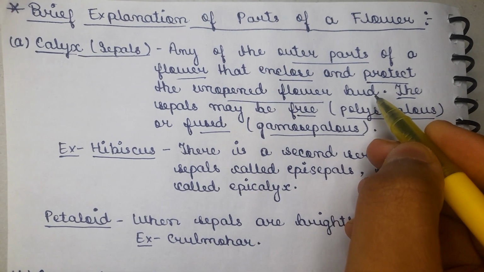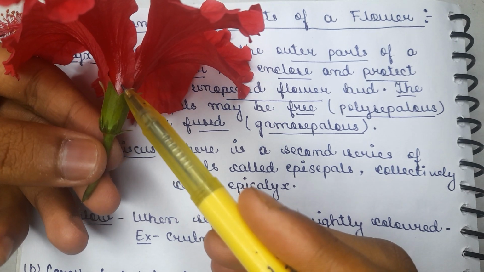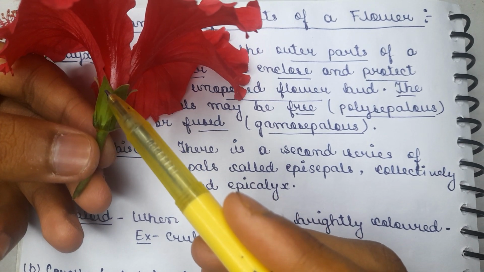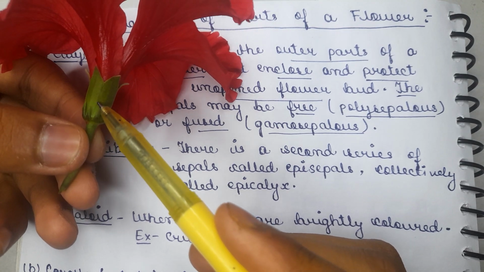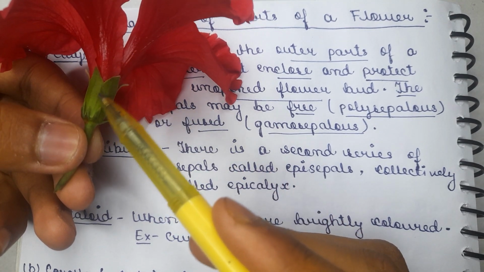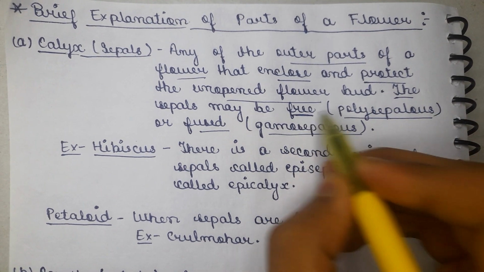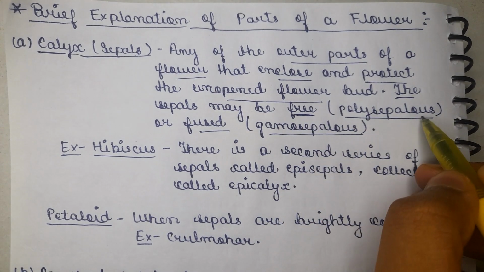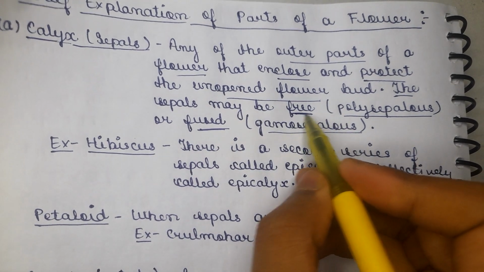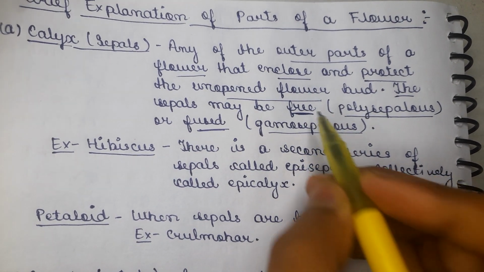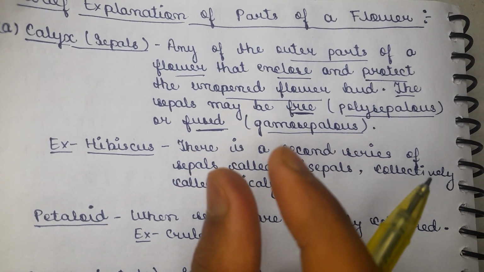Now if you see here, this is a sepal. If the flower is not fully bloomed, then the flower petals are inside these sepals, so the petals are protected by the sepals. The sepals may be free, which is also called polysepalous, or fused, that is gamosepalous. Free means the sepals are open, and fused means the sepals are closed.